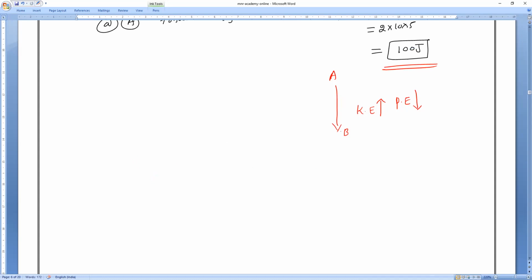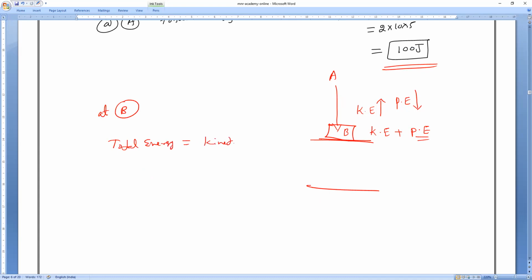At point B, it has not reached the ground. At point B, what energy is it having? It contains both energies, kinetic energy plus potential energy. Right or wrong? Understood? So at point B, total energy is equal to kinetic energy plus what energy? Potential energy.